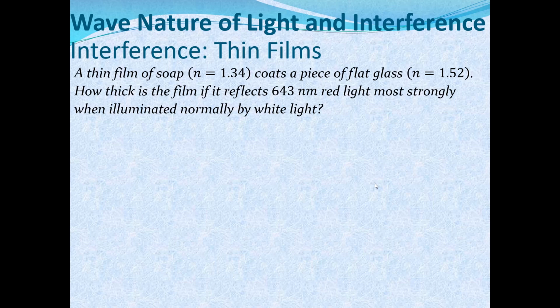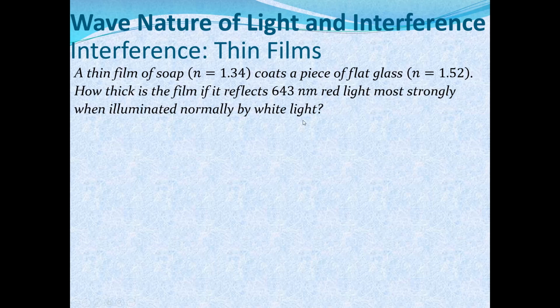All right, so they want to know how thick the film has to be in order for us to see the red light. So once again, we're doing constructive interference. Now we have to figure out whether this is a double or a single hard reflection. We're assuming it's going to go from air and strike the soap, which has a higher index, so that's going to be a hard reflection. And then the soap is on top of a piece of glass, which makes it another hard reflection.